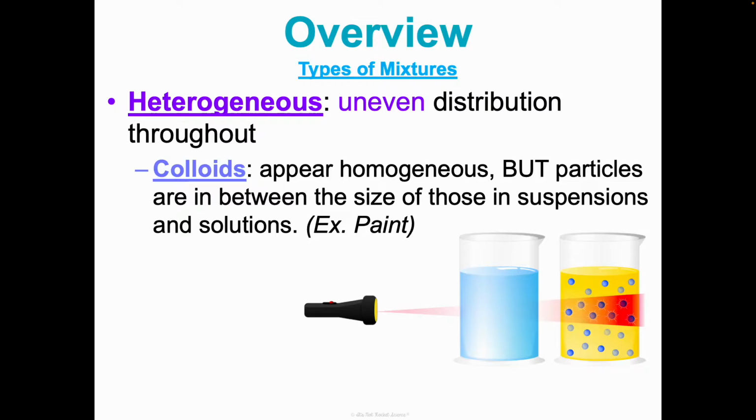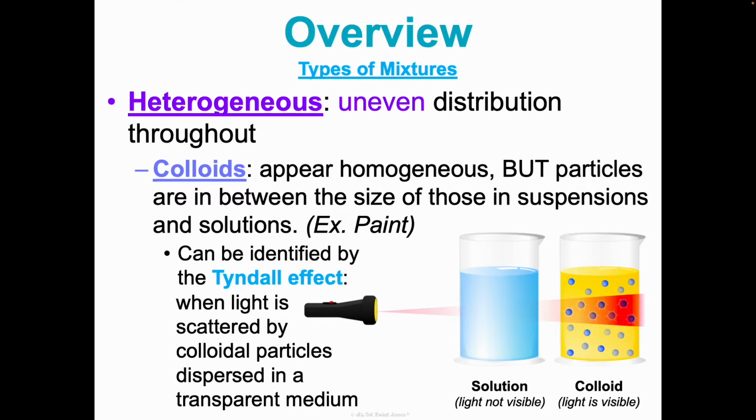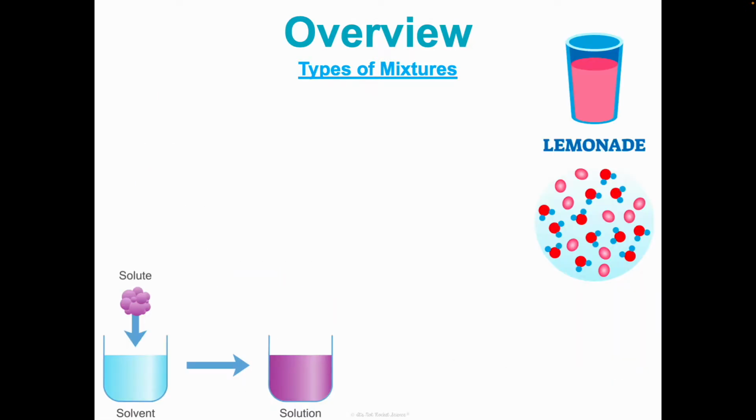And one of the unique ways we can identify a colloid is by the Tyndall effect. This is when light is scattered by colloidal particles dispersed in a transparent medium. So if you were to shine a light through a solution, you would not see it. But in a colloid, you would, because the different particles in it are large enough to scatter the light and make it obvious, make it visible, which hopefully you saw in our inquiry mini lab.